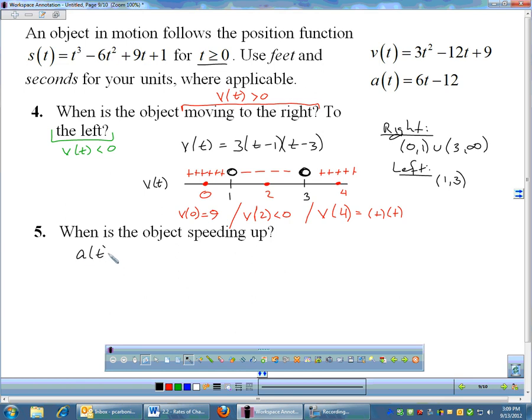I'm going to have to set my acceleration equal to 0. My acceleration is 6t minus 12. Set that equal to 0, and you get t is equal to 2. And what I'm going to do is the exact same thing I just did with velocity. I'm going to do the number line for acceleration because I need to know when my acceleration is positive and when my acceleration is negative.